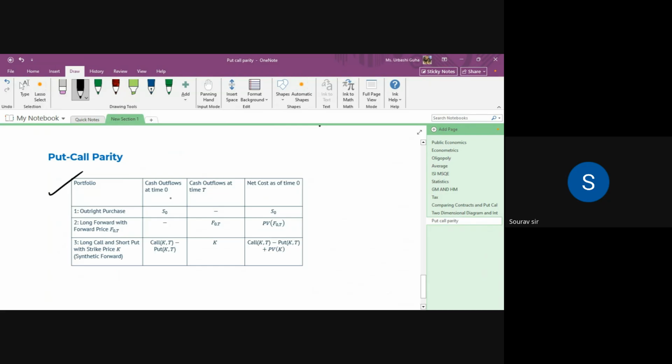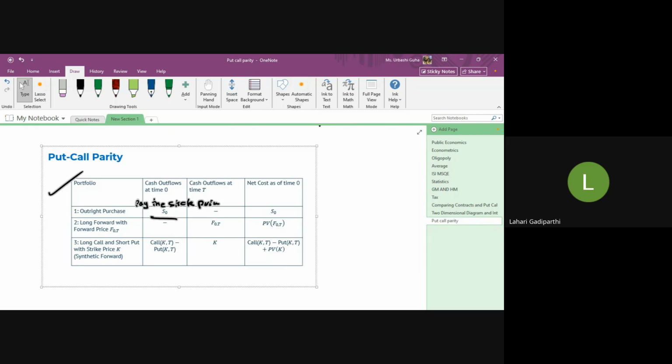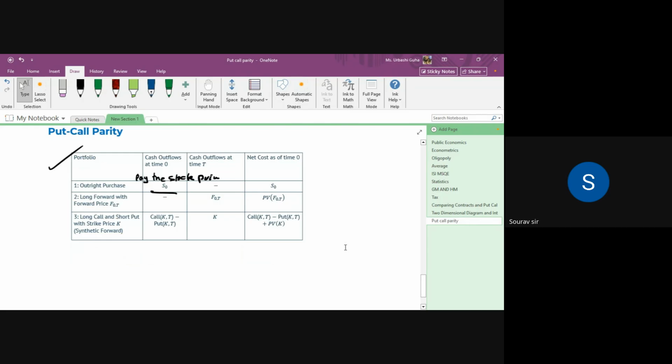Three portfolios are there. Outright purchase: cash outflow at S0, so you pay the stock price today because it's an outright purchase. Cash outflow at time T is none because you already own the stock. And here S0 is the net cost today. This is portfolio 1.